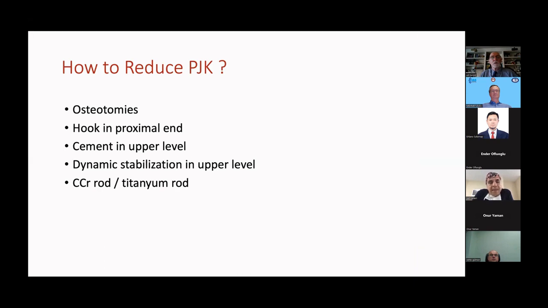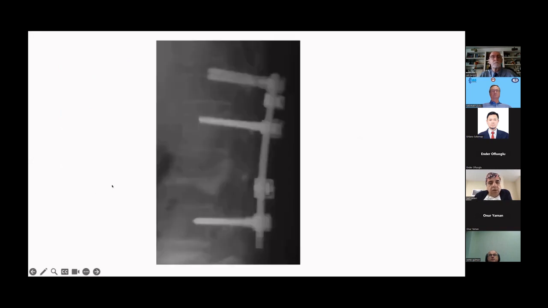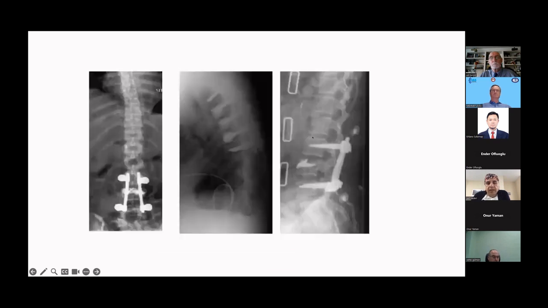There are, of course, many strategies to prevent proximal junctional kyphosis: osteotomies, the use of hooks in the proximal and cement in the upper level, dynamic stabilization, and different rods. So another problem is bone quality. In most cases, as I mentioned, poor bone quality is important. And even if you use the best implants, if there is poor bone quality, this system may fail and you may experience pull out of the system.